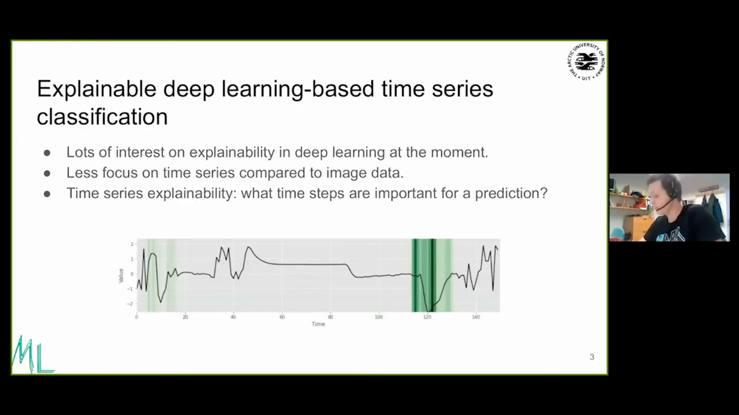So as we've seen today, there's been a lot of interest in explainability in deep learning in the last couple of years, and there's probably many different reasons. But as deep learning moves into new domains where you don't just care about the prediction, but also about the explanations, this will become more and more important.